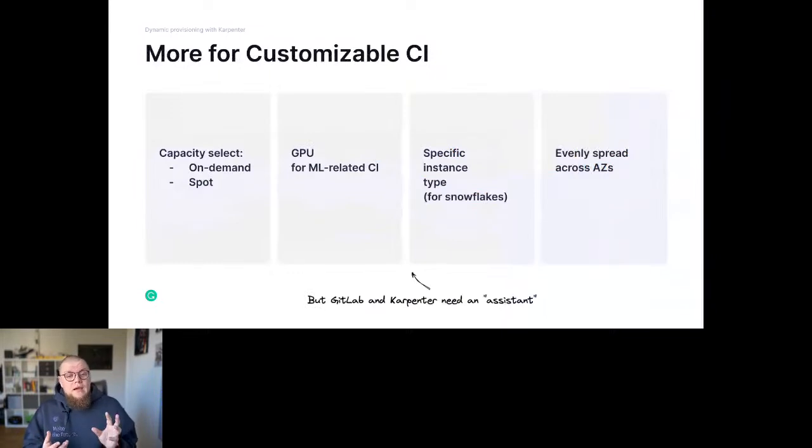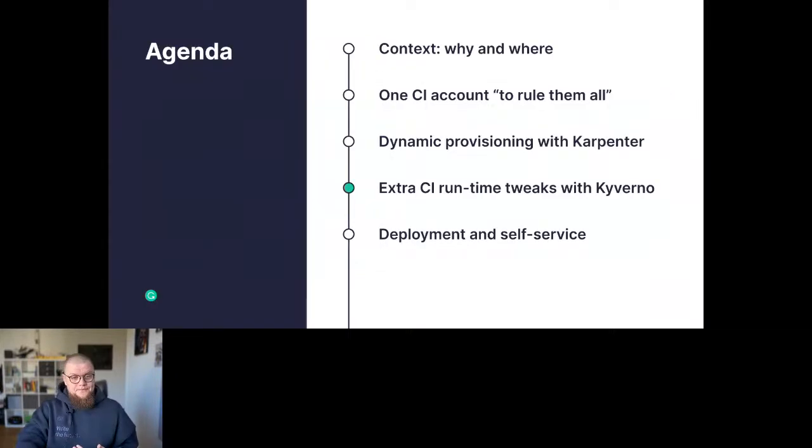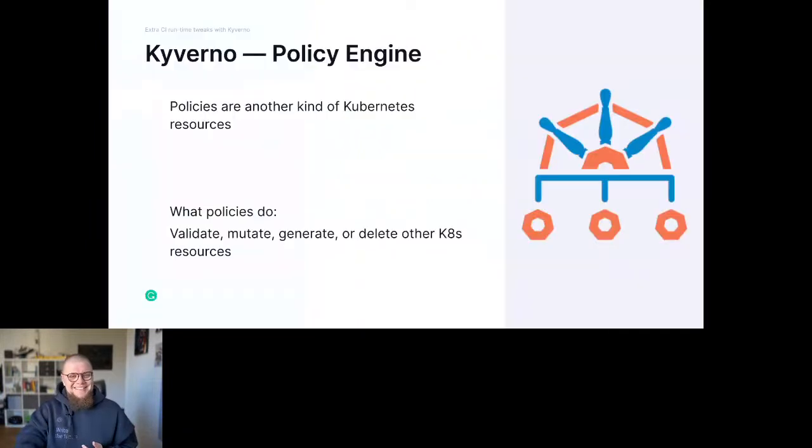Okay, so a user can set an AWS account and resource request from GitLab CI config, but how about other stuff? Control of on-demand and spot launch, or sometimes GPU for ML-related automation, or maybe they need a particular instance type and family for whatever reasons. Well, GitLab cannot tell Karpenter how to do that, but there is another thing that can. And here goes Kyverno. Actually, Kyverno or Kyverno, I hope I pronounce this correctly.